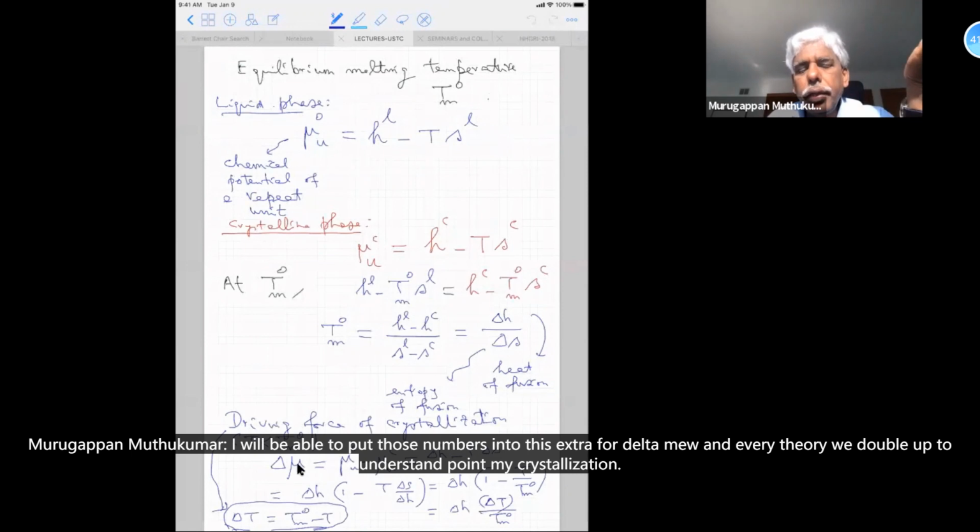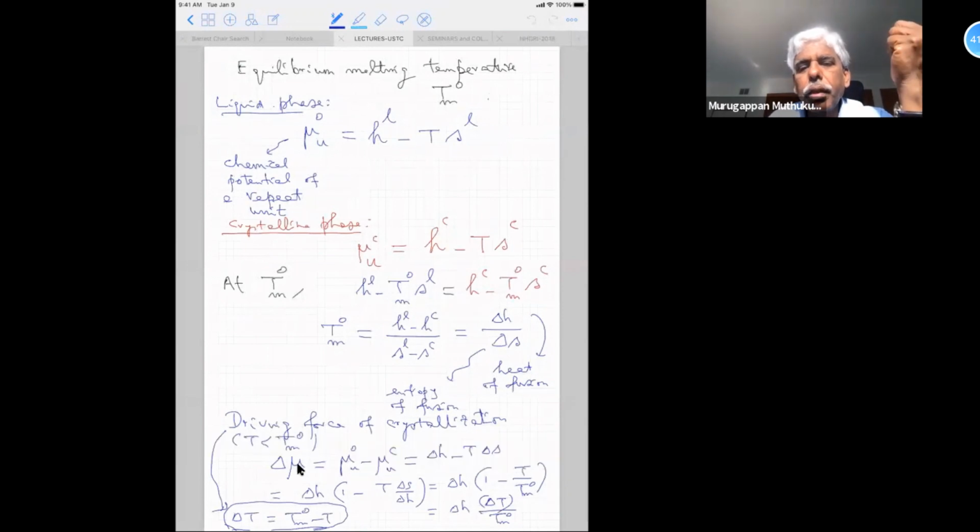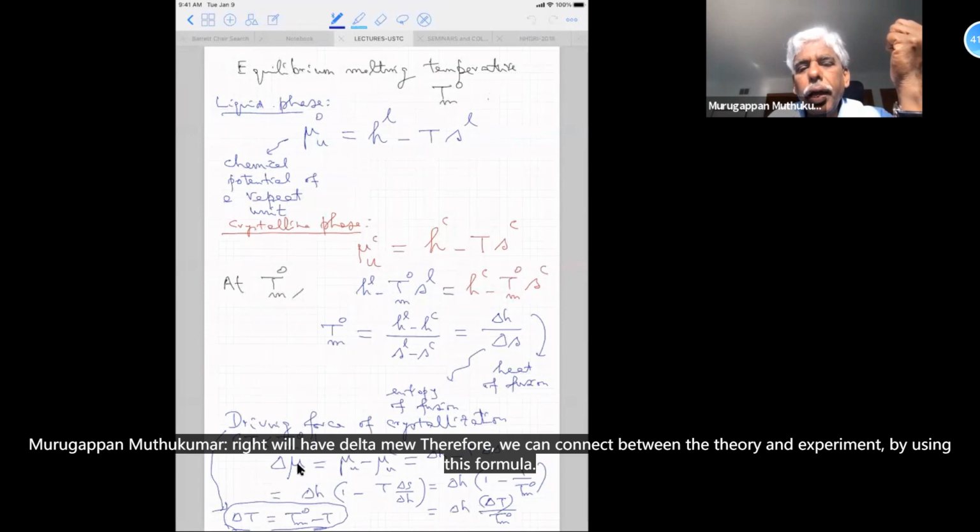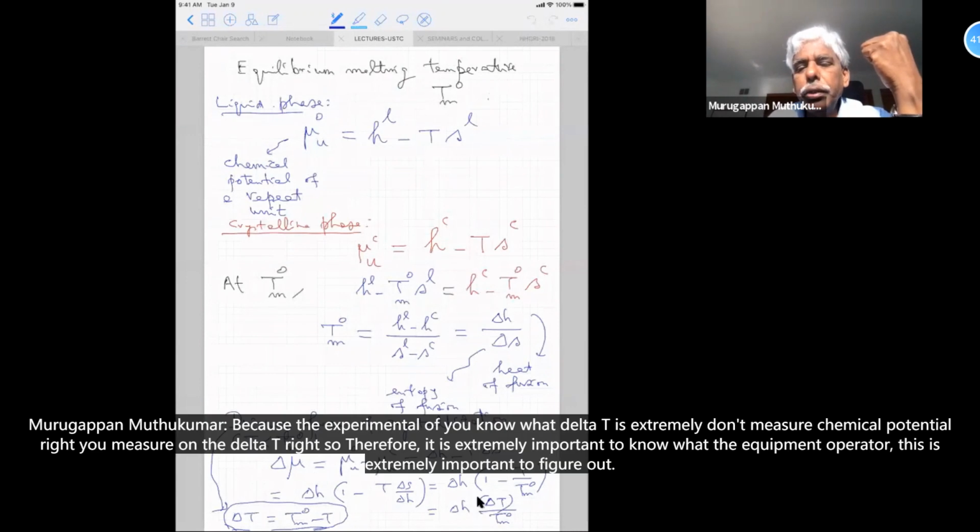And every theory we develop to understand polymer crystallization will have delta mu. Therefore, we can connect between the theory and experiment by using this formula. Because experimentally, we know what delta T is. Experimentally, you don't measure chemical potential, right? You measure only delta T. So therefore, it is extremely important to know what the equilibrium melting temperature is.